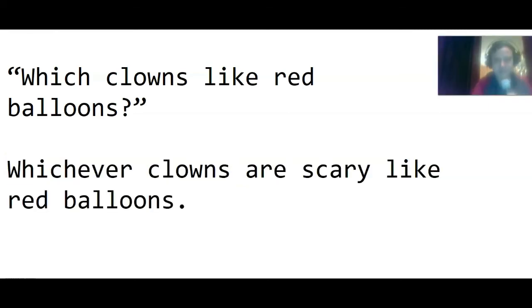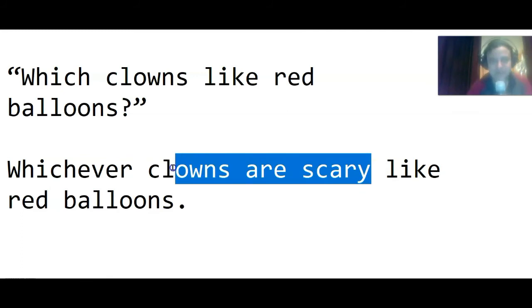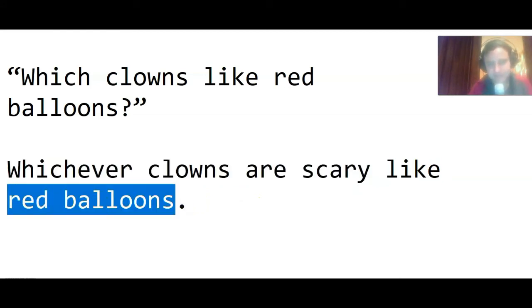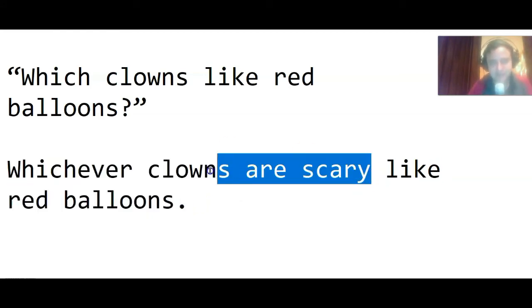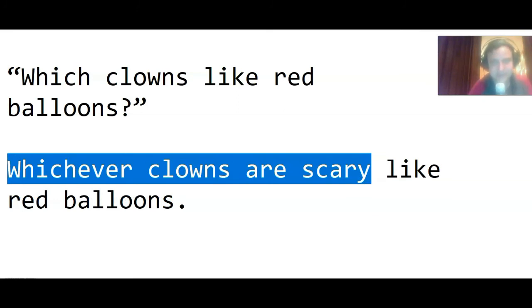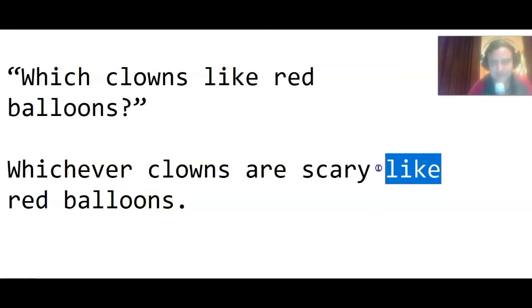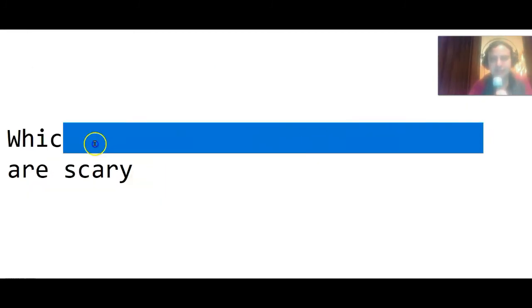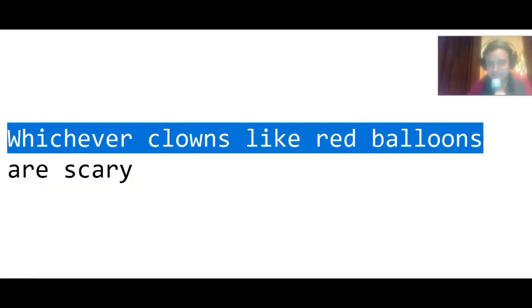It's like a standalone noun. So it's dependent. So here we have the noun, subject, which is a noun. Whichever clowns like balloons. Whichever clowns are scary. That's a noun. Okay? Whichever clowns are scary like red balloons. Red balloons is the object. Whichever clowns are scary is the subject. Verb. Object, red balloons. Whichever clowns like red balloons is the noun clause.